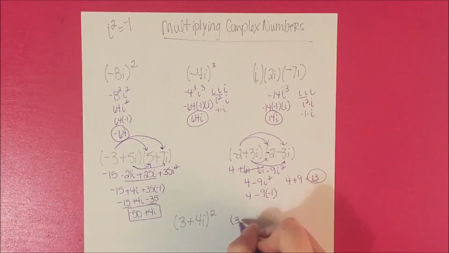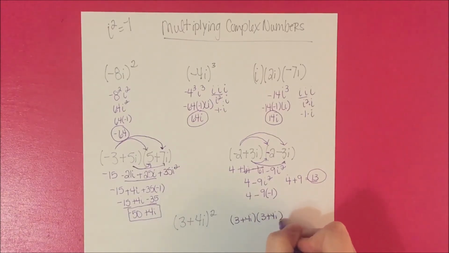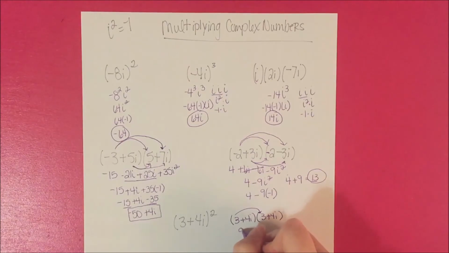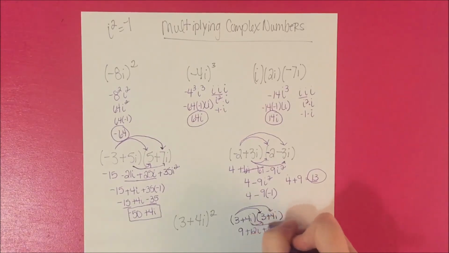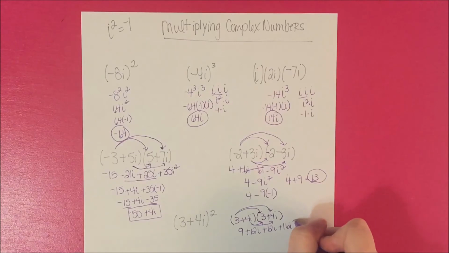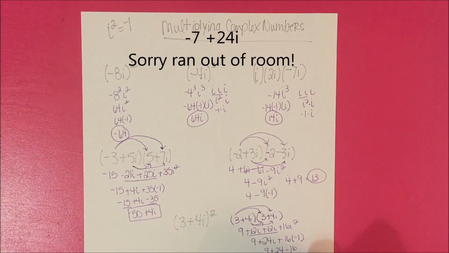So you're going to have 3 plus 4i times 3 plus 4i. And you're going to have to FOIL these. So 9 plus 12i plus 12i plus 16i squared gets me 9 plus 24i plus 16 times negative 1. So 9 plus 24i minus 16 gives me 9 minus 16, which is 7. Negative 7 plus 24i.